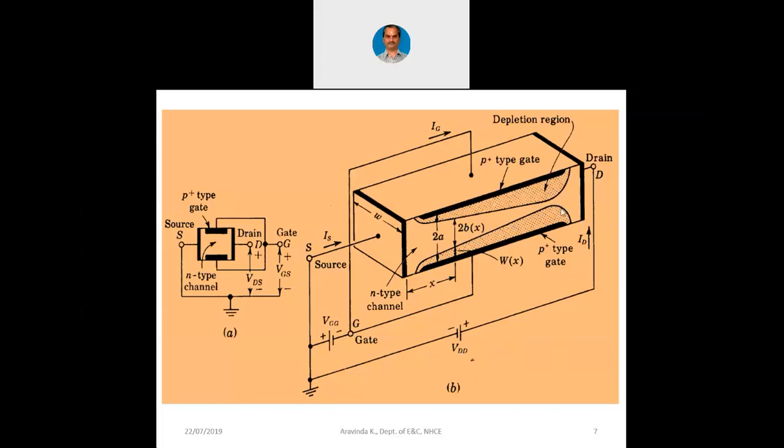But once this pinch-off occurs, there will not be a channel existing. At that time, you may think that the switch will turn off. No, the switch will not turn off. The switch will remain on, because the power supply is still there. When the power supply is still there, it is going to pull the electrons towards this side. So the switch will remain on.